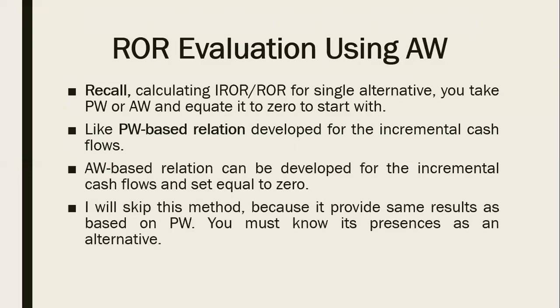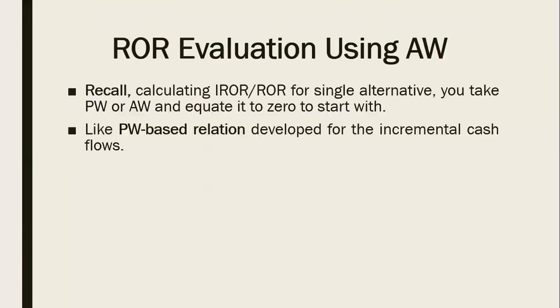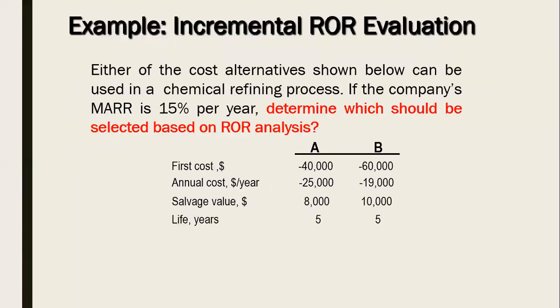Here I'm going to skip this method because it provides the same results as the present worth method. The purpose of discussing it is just to let you know of the existence of this alternative as well. Otherwise, everything is equal to this method. Rather than present worth, you will write annual worth, and everything else will be equal. You even get the same result by using both methods.